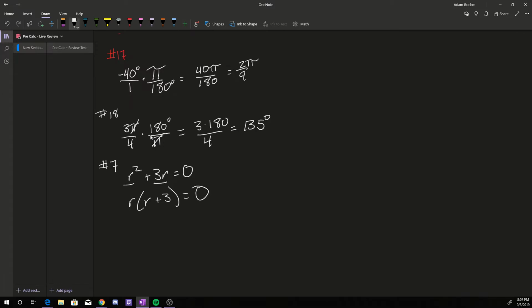When the product of two things is 0, one of those two things is 0, so either r is equal to 0 or r plus 3 is equal to 0. So r is 0 or r is negative 3.